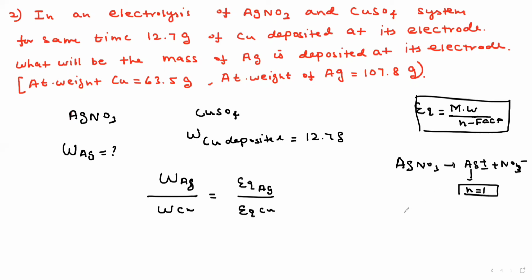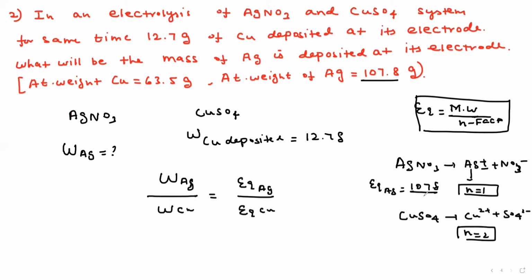Now copper sulfate, CuSO4, or Cu 2+ and SO4 2 minus. So what is the N factor? That is 2. Therefore, what is the equivalent weight of Ag? The molecular mass is 107, right? Therefore 107.8 by 1. That is the equivalent weight. What is the equivalent weight of copper? N factor 2, therefore 63.5 by 2. Understand? You can find these values simply, right?